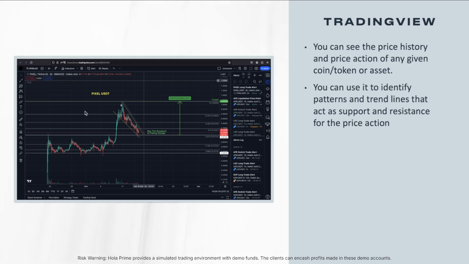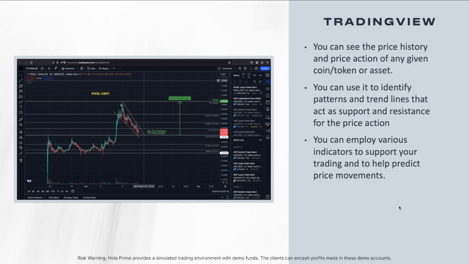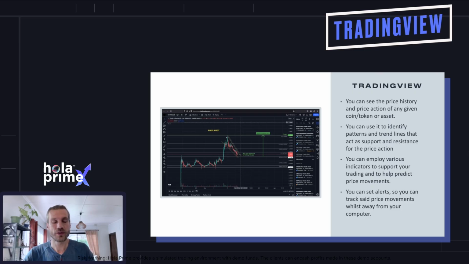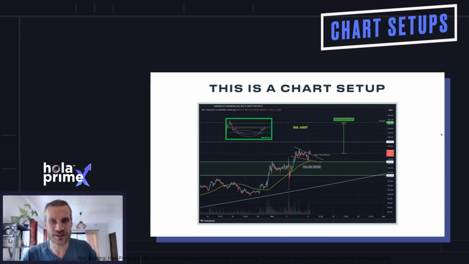We've got some horizontal lines on here and some diagonal ones which are acting as resistance and support for the price action. You can employ various indicators to support your trading and to help predict price movements. You can also set alerts so you can track said price movements whilst away from your computer. We actually have a more in-depth introduction to TradingView as a separate video, and I'll link to that in the description.